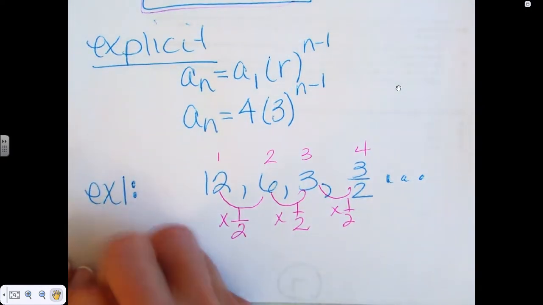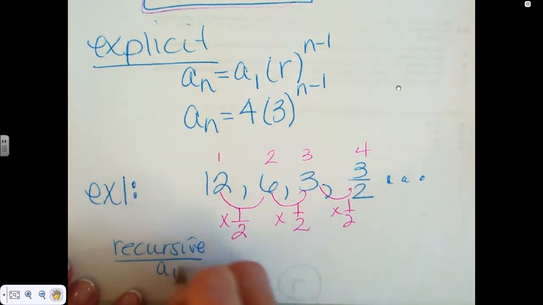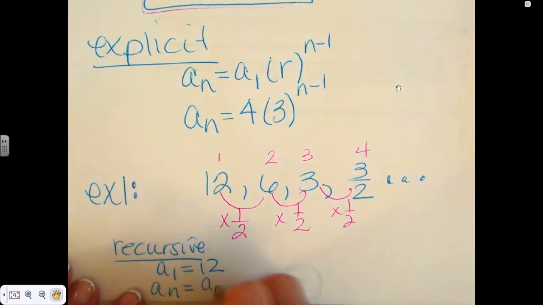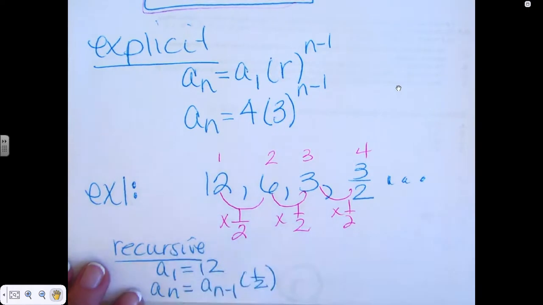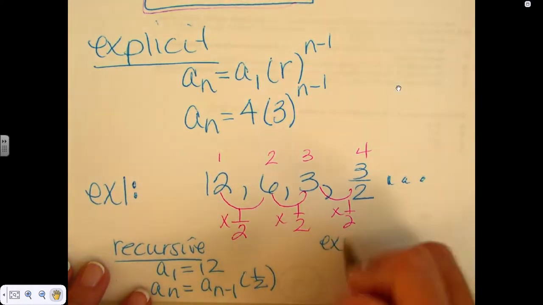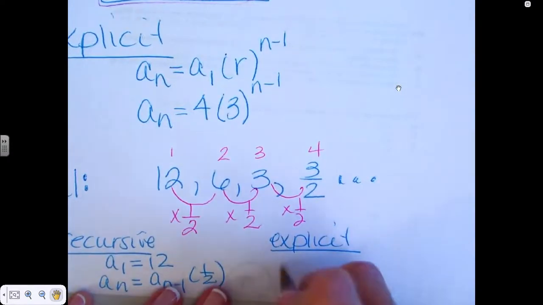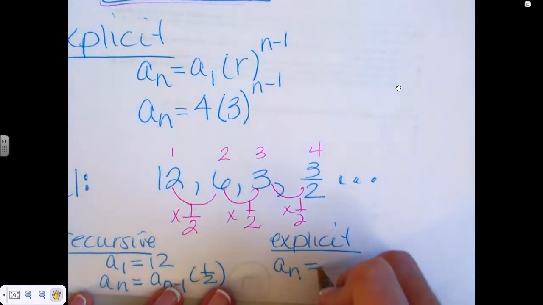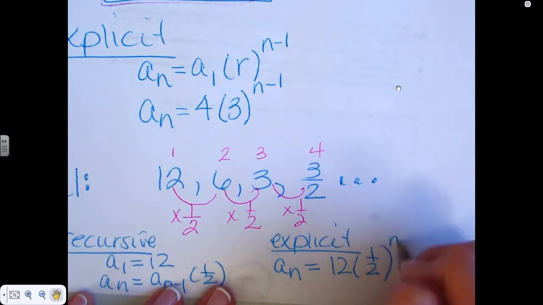So, to find my recursive, it's two parts. A sub 1 is equal to 12. A sub n is equal to a sub n minus 1, which is always there, times my 1/2, which is my common multiplier. Your explicit is one part. It's a sub n is equal to a sub 1, which is 12, times the common multiplier, 1/2, raised to the n minus 1.